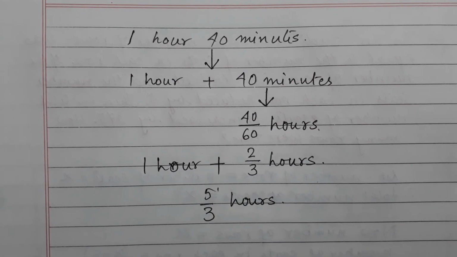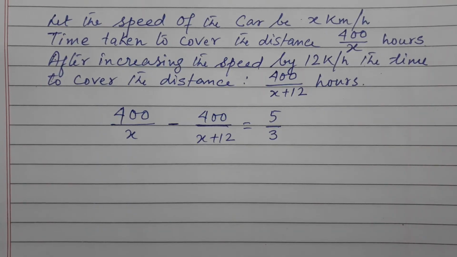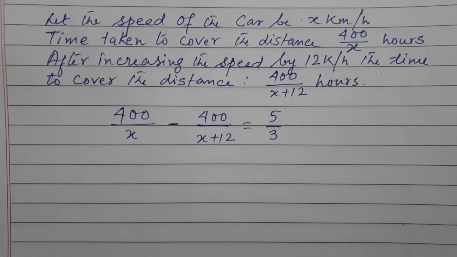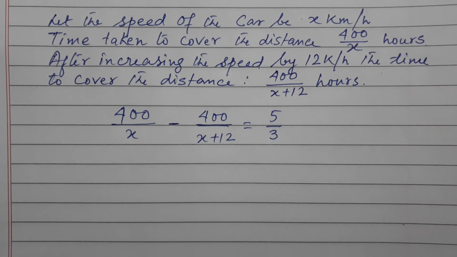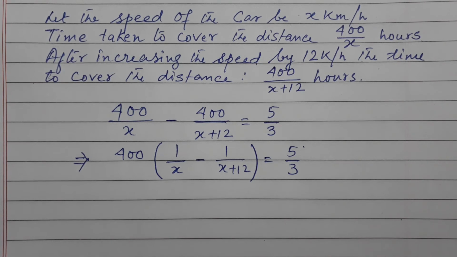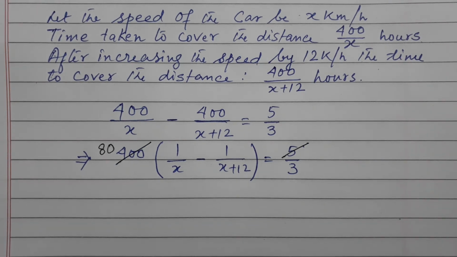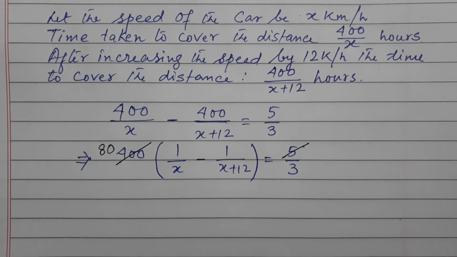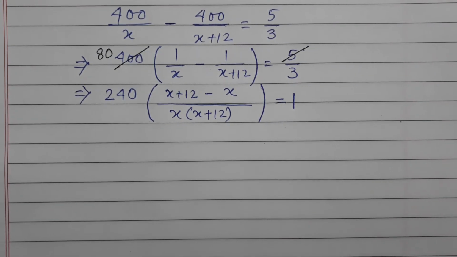Hence we can write 400 by x, that is the previous time, minus 400 by x plus 12, that is the new time, is equal to 5 by 3 hours. Now we can take 400 common from the left hand side, and also we can cancel 400 and 500. It will give 80 on the left hand side. Hence after simplification we get this equation.